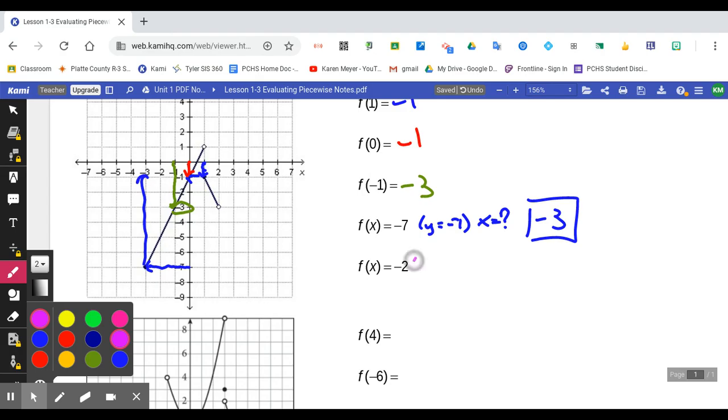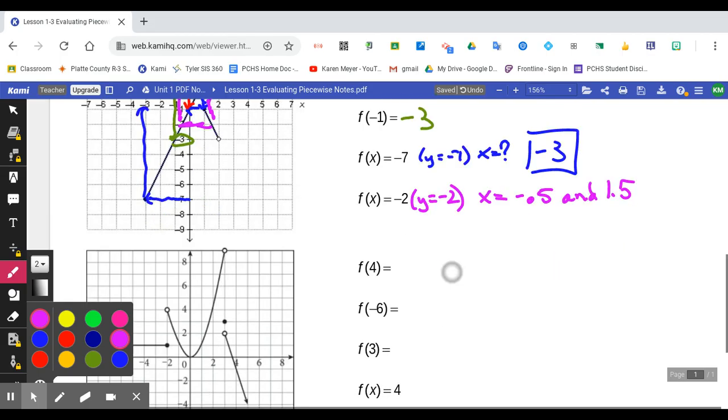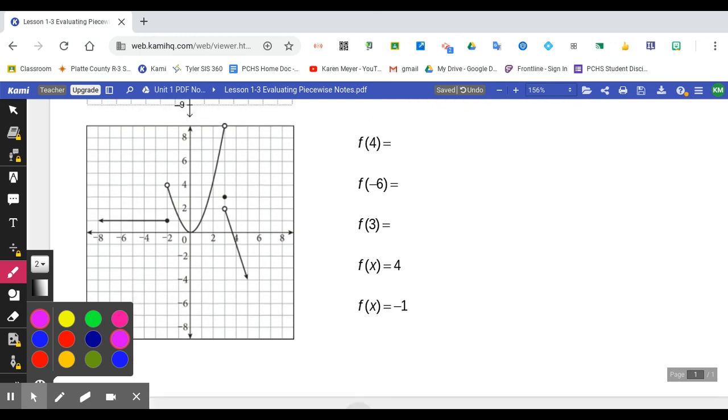So remember this one, it means y is equal to negative 2. So find negative 2 on the y, follow it across till it hits my line. And then I'm going to go up. So the one on the left is going to be at negative 0.5. And then you notice that if you also go to the right side, it's going to hit your graph. Follow that up and you will have 1.5. So this one has two answers. Take a minute, pause the video, and try this one by yourself.